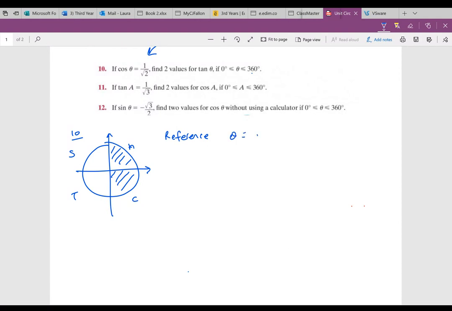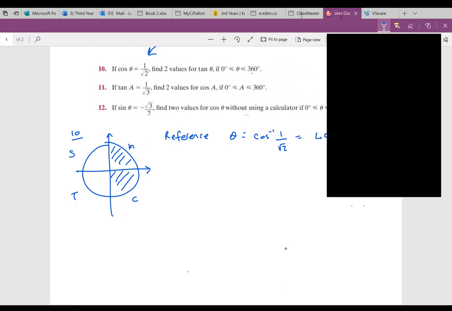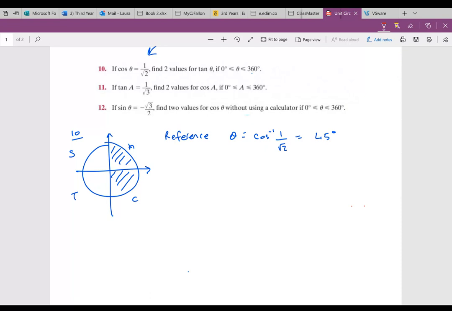So theta is equal to cos inverse 1 over root 2, or you can simply look at your log tables, 1 over root 2, which will get you that theta is equal to 45 degrees. So that gets me that my angle is 45 degrees, or my reference angle. So cos theta is definitely equal to 45 degrees, because 45 degrees is in quadrant 1, which is one of the quadrants that we're interested in.